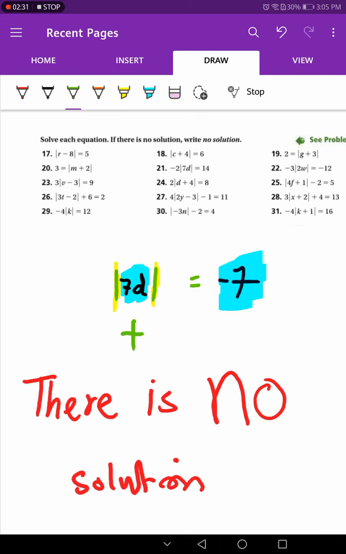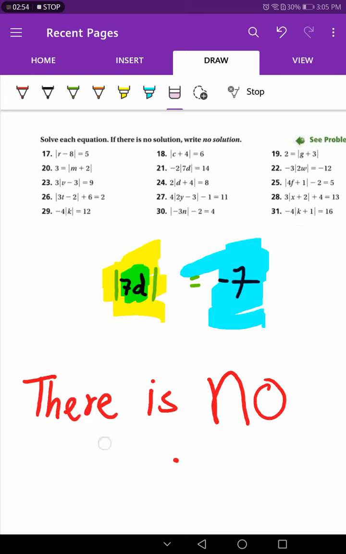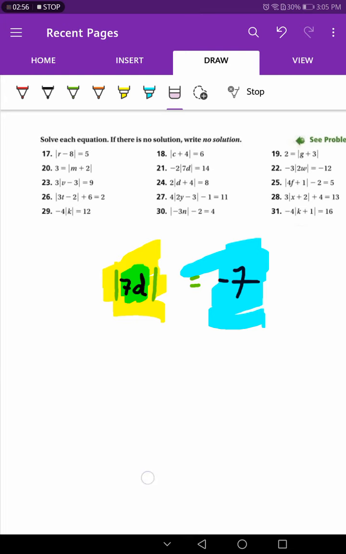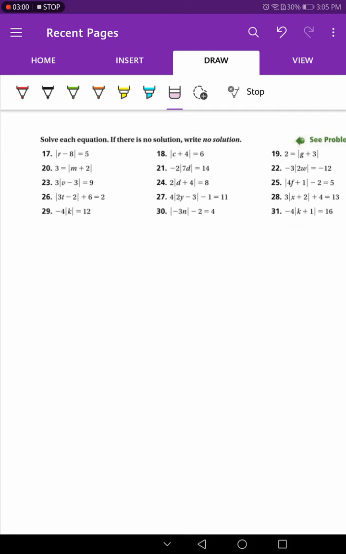This is against the meaning of a solution. The solution is the value that makes the left side equal the right side, and there is no value of d that makes the left side equal negative 7 or any negative value, because of the absolute value. This is 21. So if the absolute value on the left equals a negative number, directly you have to say there is no solution.